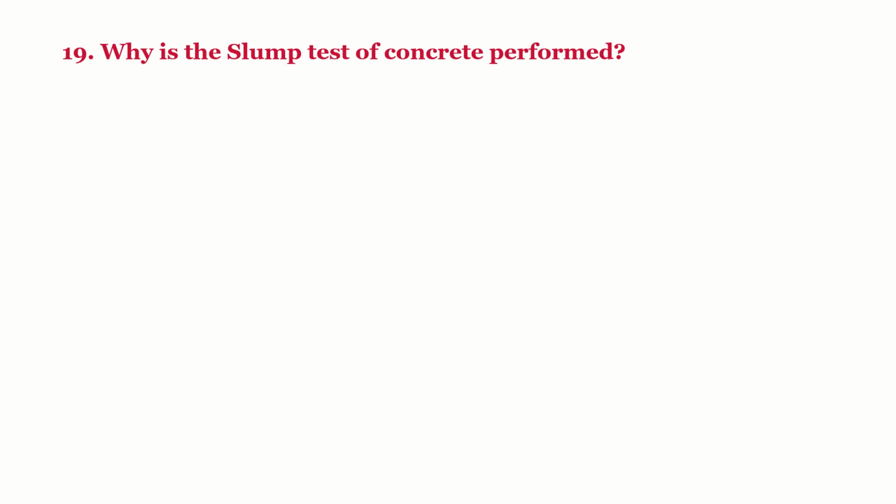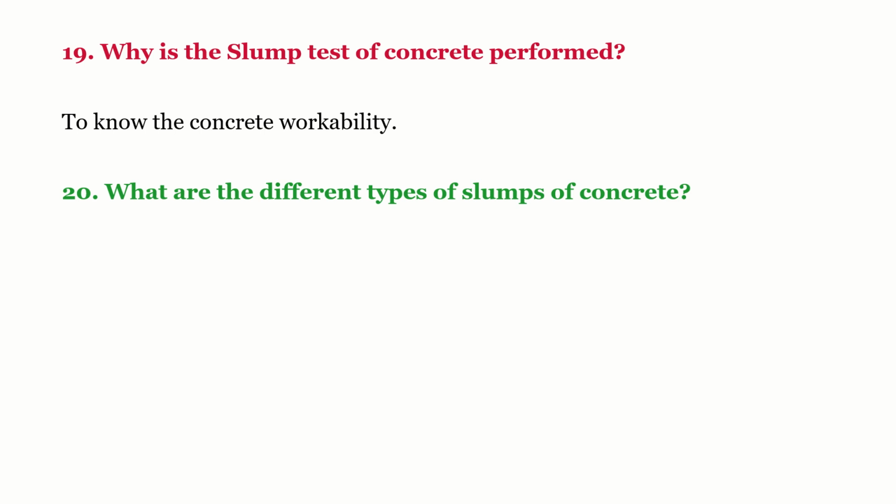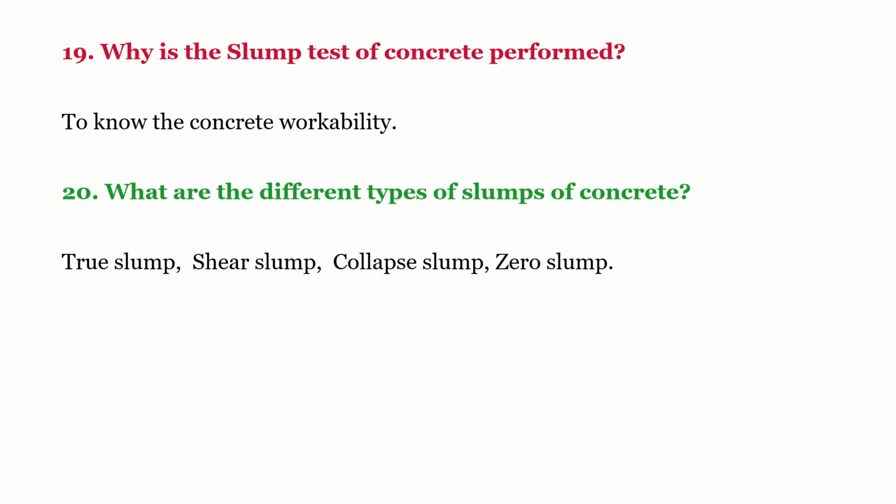Moving on to the next question, what is slump? Workability is generally measured by different tests. We have slump test, compaction factor test, flow table test, VB test. In this we have one important test, which is slump test. Slump test is both a laboratory test as well as a field test. We generally use slump test for determining the concrete workability. So slump test is used for measuring the property called workability. So what are the different types of slumps? We have true, shear, collapse, and zero.